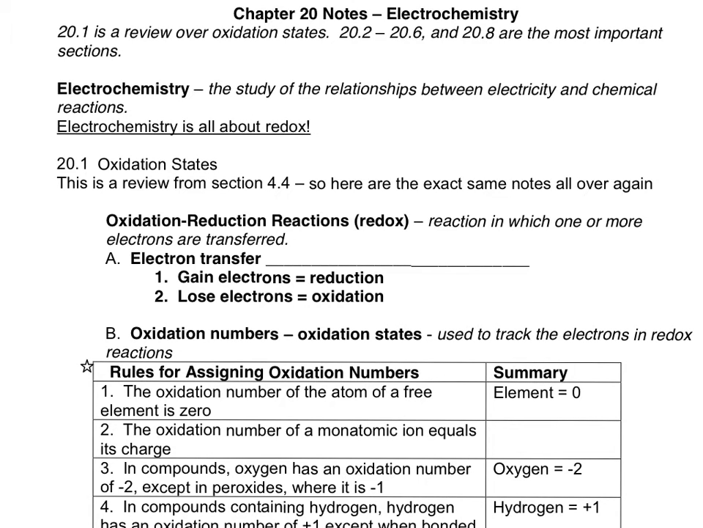Chapter 20 is electrochemistry, which is all about the relationship between electricity and chemical reactions. Section 20.1 starts with a review over the oxidation reduction reactions or redox reactions. The main thing to remember in redox reactions is LEO says GER. So loss of electrons is oxidation, gain of electrons is reduction.